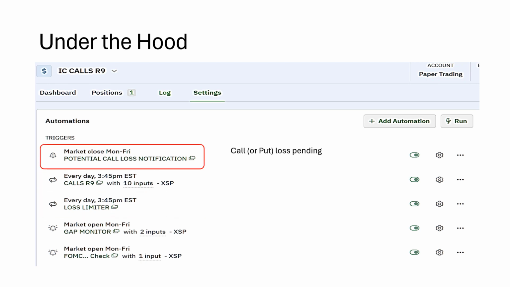At 3:50, we look to see if the active trade for today may experience a loss by the end of the day. It notifies us of this pending loss. The notification reads call loss pending or put loss pending. It's up to us to look after the market closes to determine if we actually had a loss. If we did, you'll need to initiate a loss mitigation trade by way of the Loss Mitigation Trades bot. More on that later.